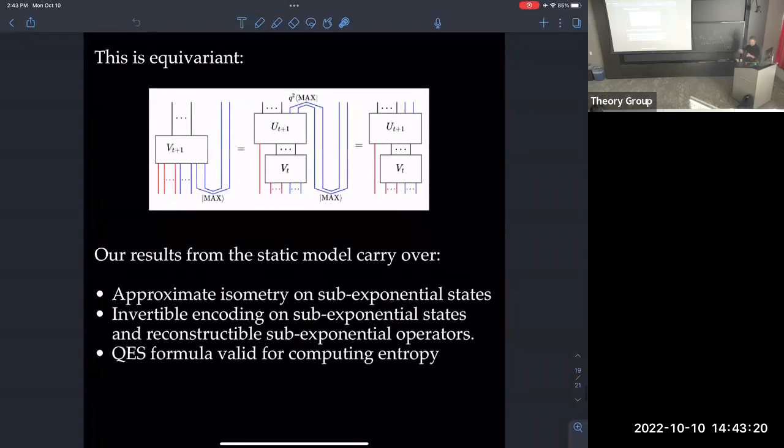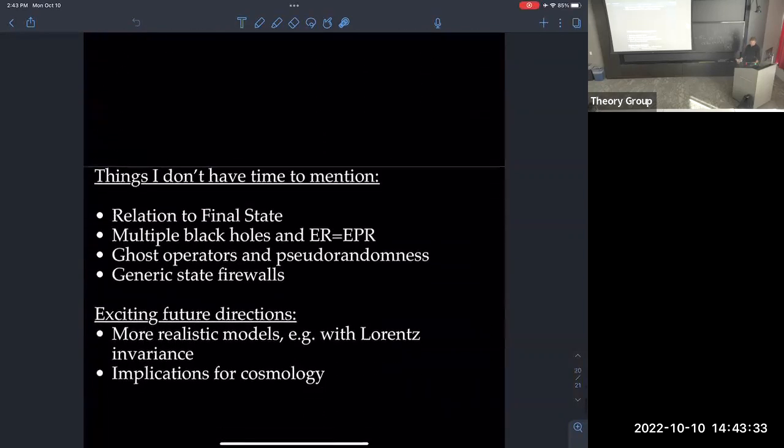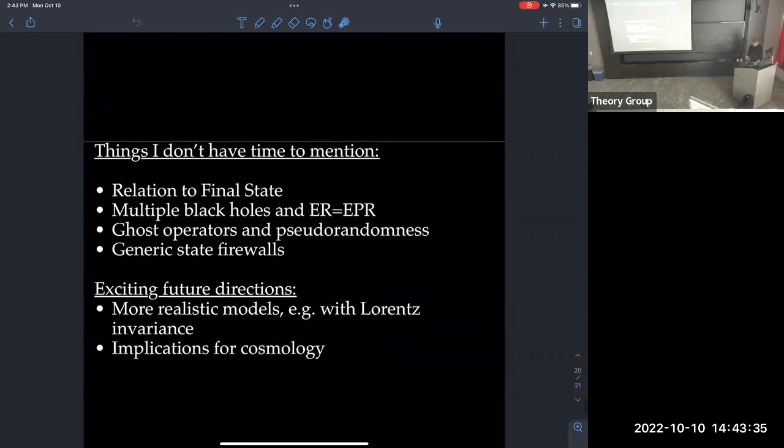So you can take the radiation at some time, compute its entropy, and after the Page time, it reaches into the black hole. Happy to say more about that. There are things I don't have time to mention, and these are some of them.